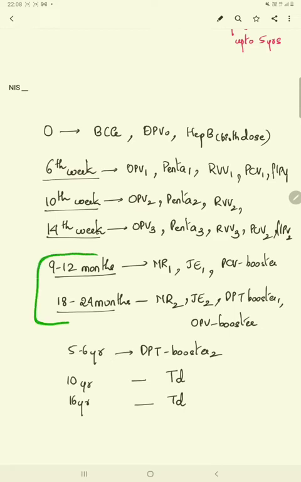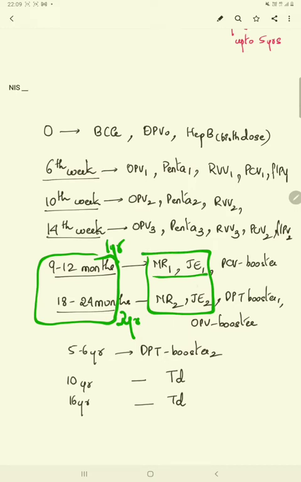Coming on to the 9, 12, and 18 to 24 months. For our ease of understanding, let's take it as 1 year and 2 years. These 2 things are common here, that is the MR and JE. Not only is the timeline similar, but even the route of administration, as we have studied, is similar, that is the subcutaneous route. So MR1, JE1 at 9 to 12 months or 1 year, and then at 2 years, MR2, JE2.